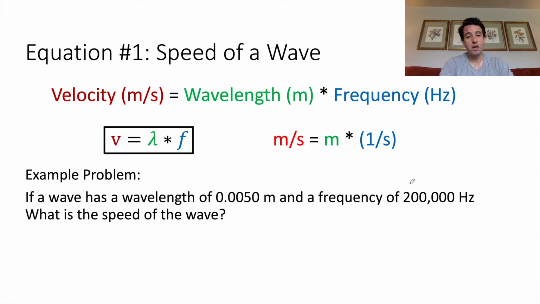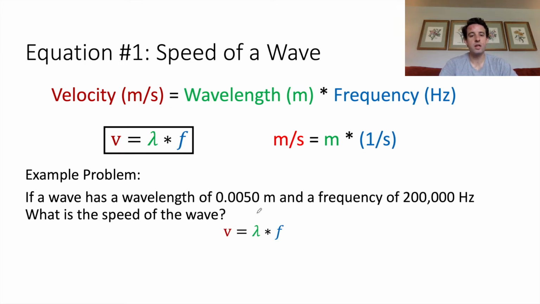It says, if a wave has a wavelength of 0.005 meters and a frequency of 200,000 hertz, what is the speed of the wave? Okay, so we're going to use that equation, V equals lambda times F. So I'm going to write that down first. Always write your equation first.